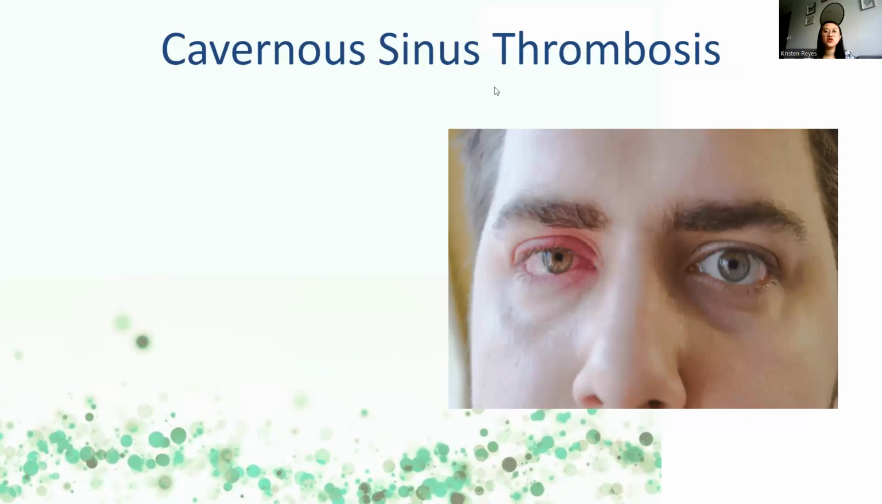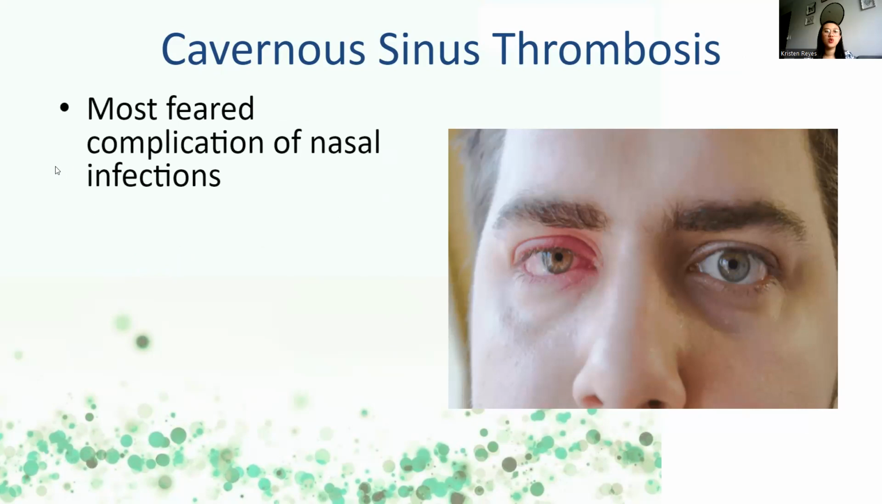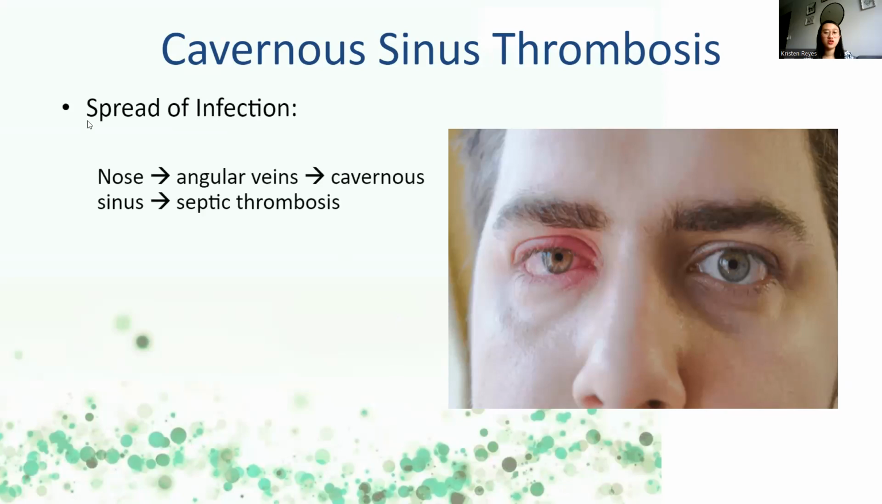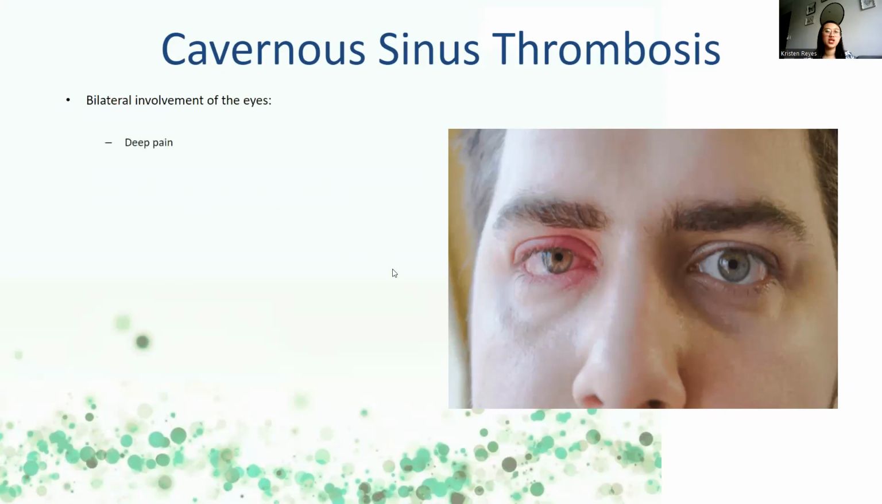Let's go to cavernous sinus thrombosis. This is the most feared complication of nasal infections. It may cause blindness, death, and the spread of infection. How does it happen? The infection is from the nose, and it spreads to the veins, and therefore later on to the cavernous sinus, which is actually in the brain. There is bilateral involvement of the eyes, which causes deep pain, immobilization of the globes, periorbital edema, and chemosis, which is swelling of the conjunctiva.